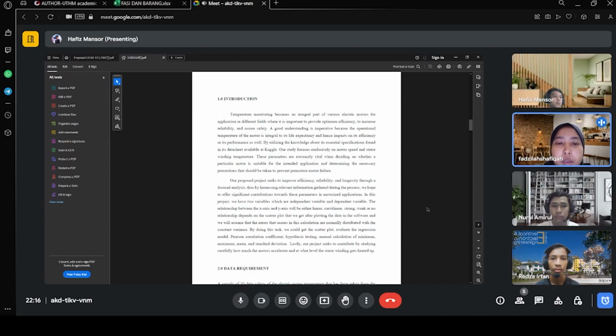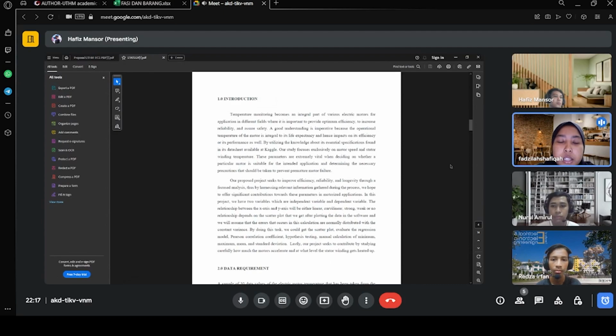In this project, we have two variables, which are the independent variable and also the dependent variable. The relationship between the x-axis and the y-axis will be either linear, curvilinear, strong, weak, or no relation, depending on the scatter plot that we get after plotting the data in the software. By doing this task, we could get the scatter plot, evaluate the regression model, Pearson correlation coefficient, hypothesis testing, and manual calculation of minimum, maximum, mean, and also standard deviation.